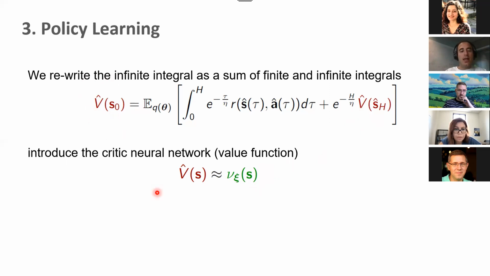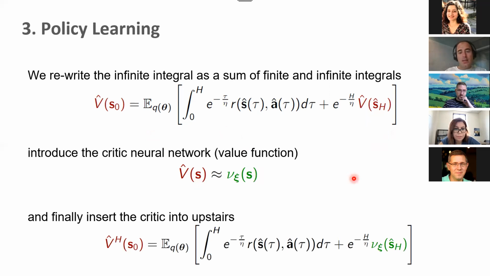What the critic does is it tells us the value of each state without computing this difficult-to-compute term. And then we plug it in over there. Now, what we have on the right-hand side is a term that we would like to optimize. Finally, we have one finite integral, which we can optimize with respect to the policy parameters, and another term. In practice, S_h, the last state, the result of this integral, is the input to the critic. It is the end state of the integral, and naturally this is a function of the policy itself.